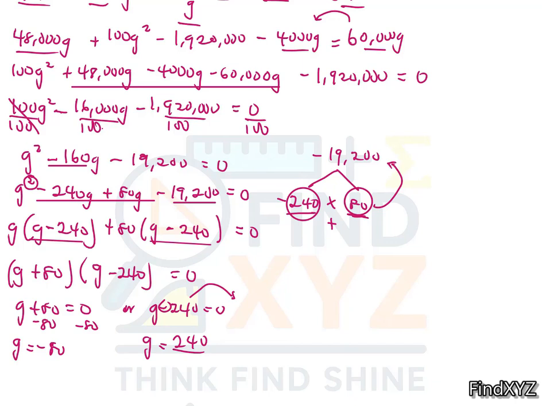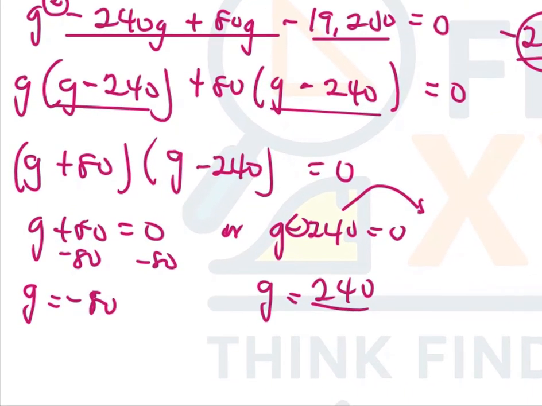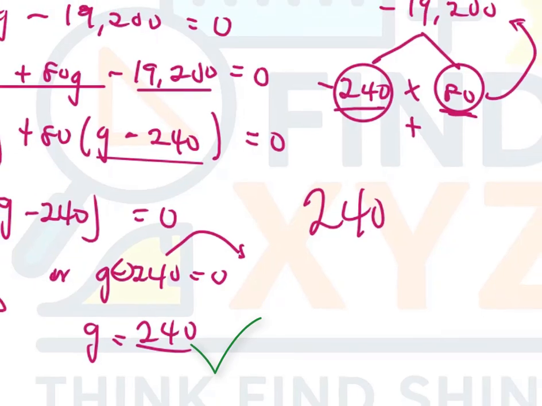Which of them do you think we should select for our answer? The number of oranges cannot be negative. So it means that per the problem, this will not be selected. Therefore, the number of oranges that were originally in the box were 240 oranges.